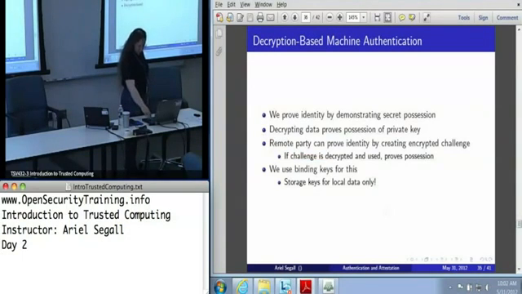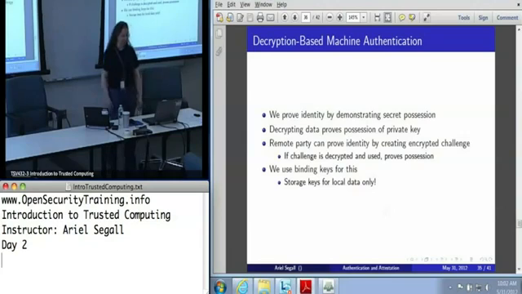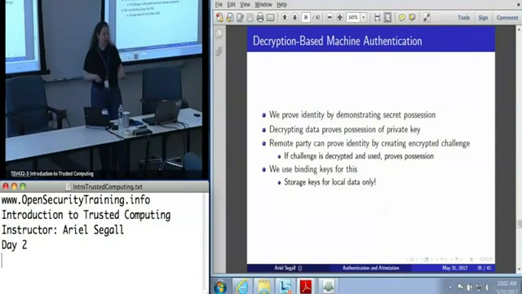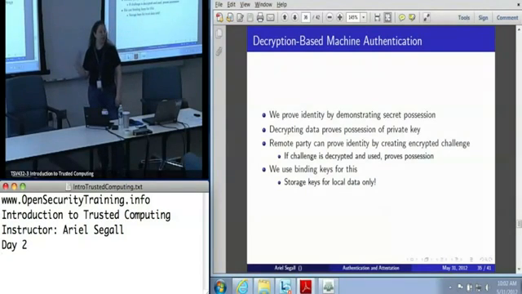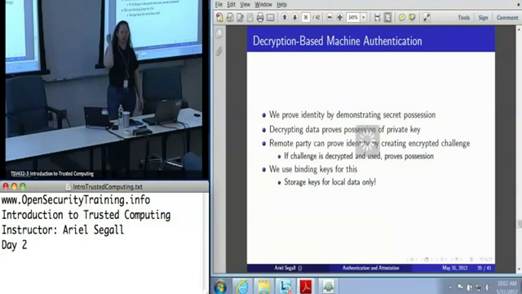So, we're almost done here, and then we can take a break. Decryption. This is a less intuitive form of machine authentication, but it's still pretty powerful. In this case, we are showing what our identity is by demonstrating that we possess a secret, in other words, the decryption key. So a remote party can prove my identity by creating an encrypted challenge and sending it across the wire. If that challenge is decrypted, they know it was decrypted by me. This is what binding keys are for, because I can encrypt something remotely for a TPM key on your machine.